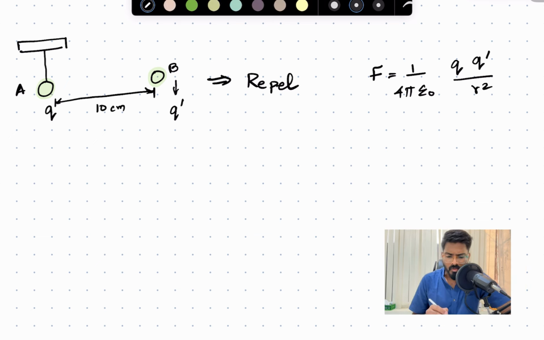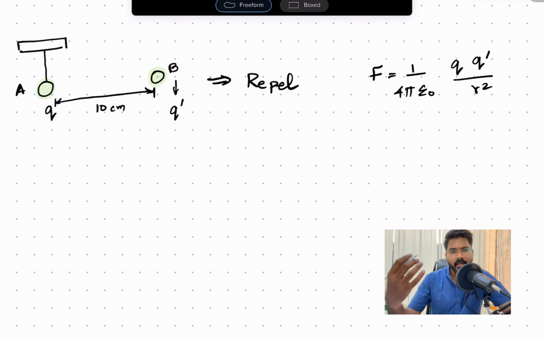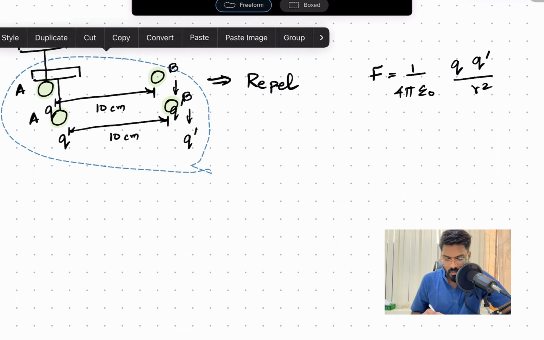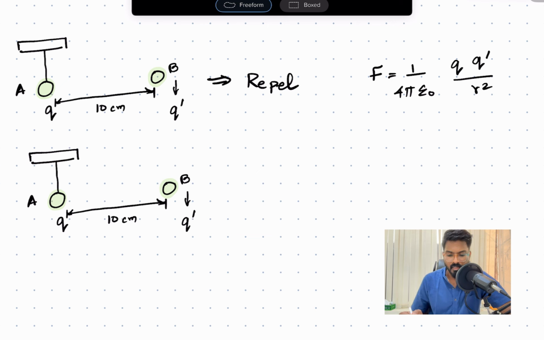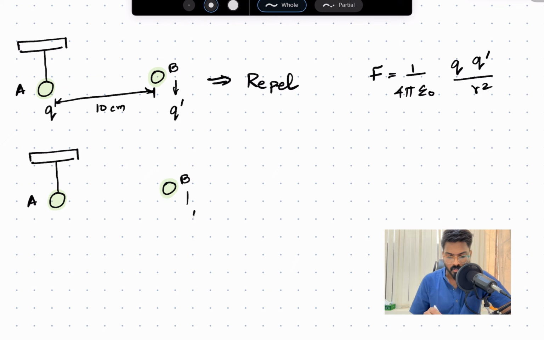Now what I am doing is adding another step in this experiment. I'm taking the same setup, retaining the same setup. So let's look at this. The same setup is retained. Let me remove the distance and all this so that the visualization becomes easier.